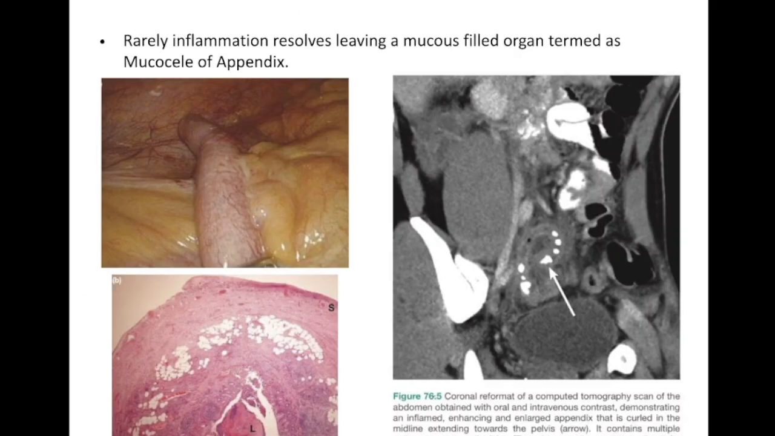Rarely, the inflammation may resolve, leaving a mucus-filled organ termed as the mucocele of the appendix, as shown in the figure. The CT also shows multiple radiopaque appendicoliths.